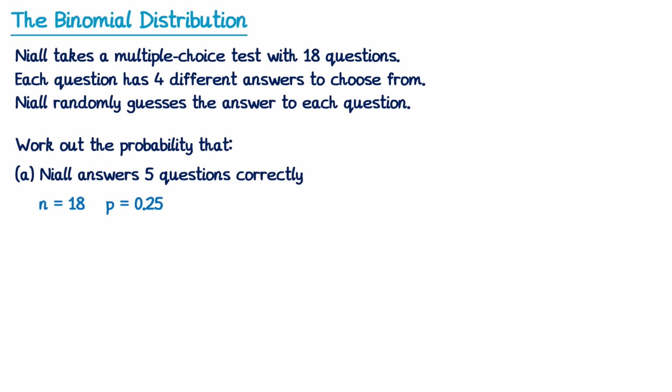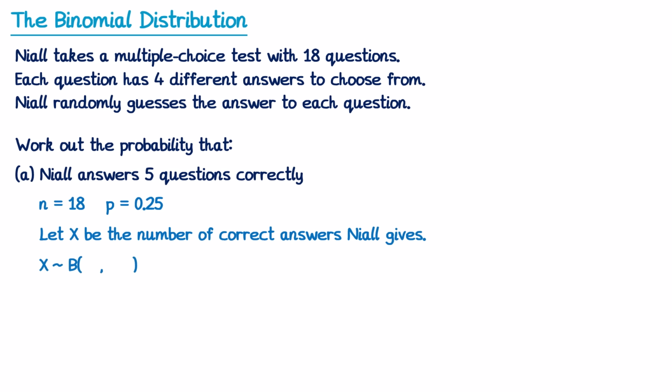Since we're looking at the number of questions that Niall gets correct, we could say let x be the number of correct answers Niall gives. Then, x would be distributed binomially, where n is 18 and p is 0.25. We can now use this distribution on our calculator to work out any relevant probabilities.